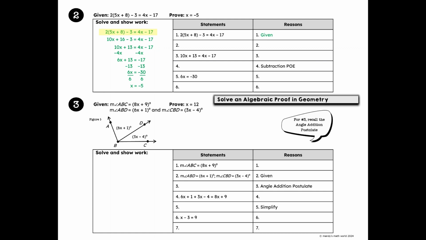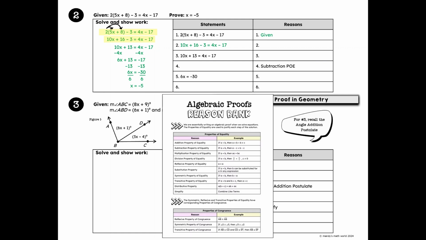Okay, next step. All right, well, we got 10x plus 16 minus 3 equals 4x minus 17. What did we do to get there? We distributed that 2 into each term inside the parentheses. Okay, so the next thing I've highlighted is 10x plus 16 minus 3 equals 4x minus 17. That's what I'm going to write there. In the reasons column, what did I do to get there? Let's go to our algebraic proofs reason bank. I use the distributive property, and that's what I write there. Again, pause the video if you need to.